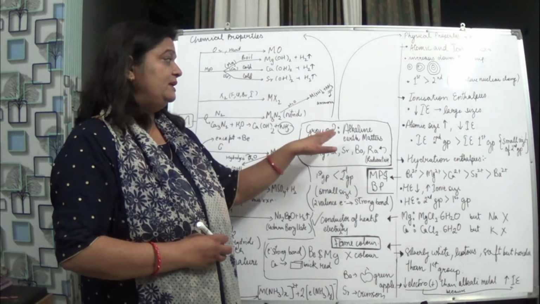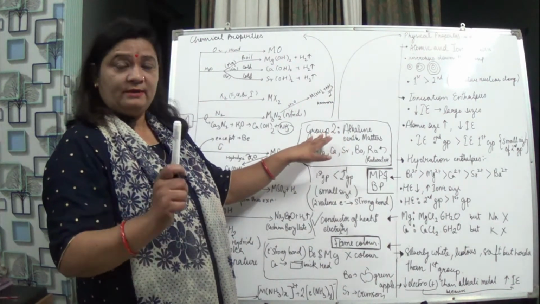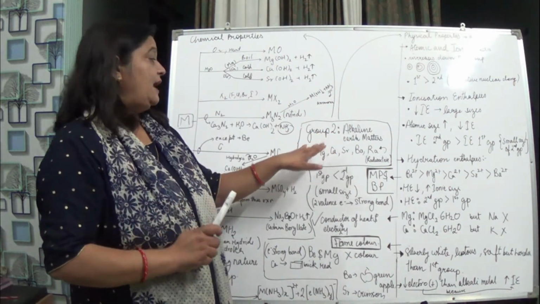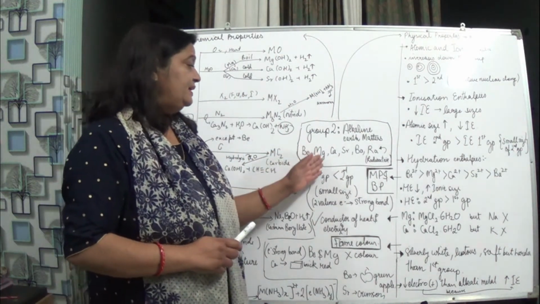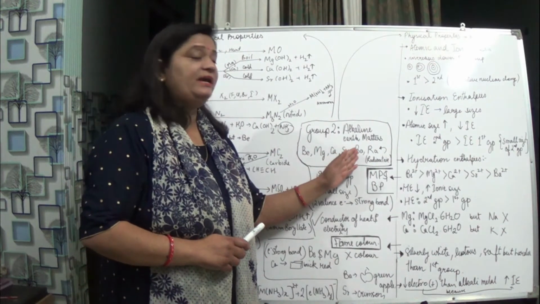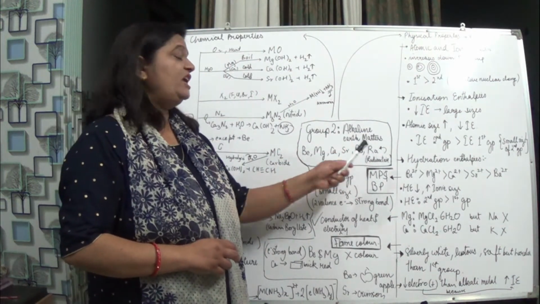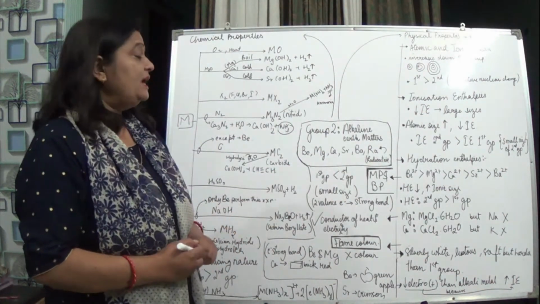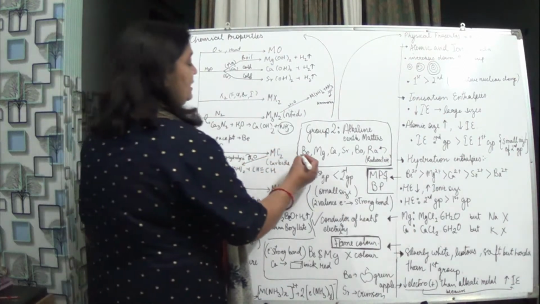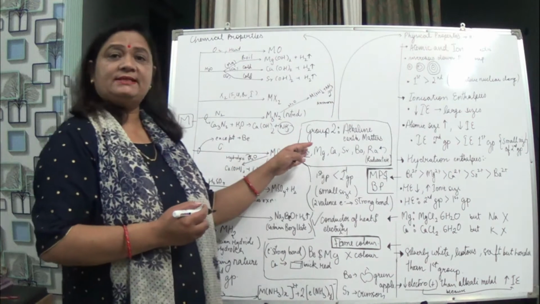This group 2 elements, alkaline earth metals, is in the S block elements chapter, isn't it? Now, here it consists of the elements beryllium, magnesium, calcium, strontium, barium and radium. When we talk about radium, it is radioactive in nature, very reactive. Now, beryllium is the first element of this group 2, isn't it?